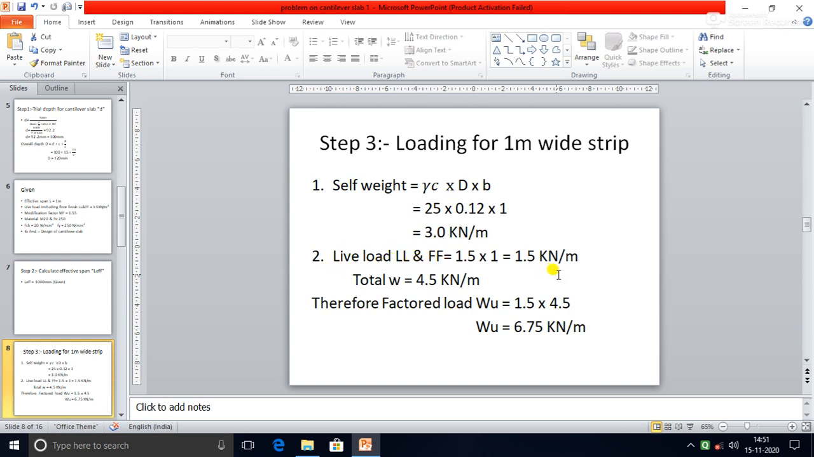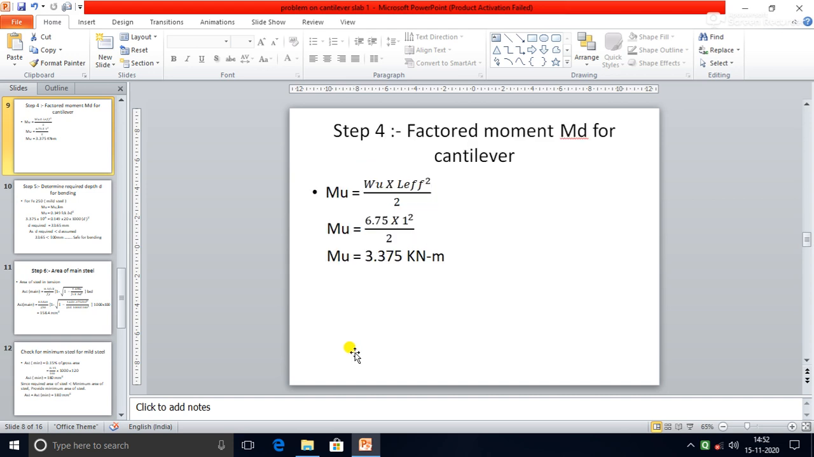Then the live load is given as 1.5 kilonewton per meter square, but we are considering a 1 meter wide strip, that is into 1, so 1.5 kilonewton per meter. So the total weight acting on the cantilever slab is 3 plus 1.5, that is 4.5 kilonewton per meter. Therefore the factored load acting on the cantilever is 1.5 into 4.5, that is 6.75. Here we apply a factor of safety of 1.5 for load and 1.15 for steel. So the ultimate load, or factored load, is 6.75 kilonewton per meter, acting as a UDL on the cantilever slab.